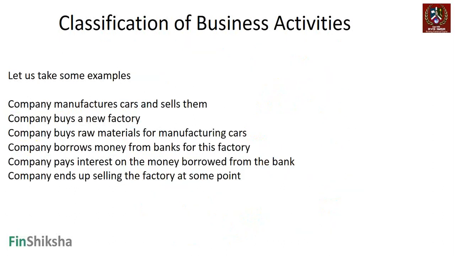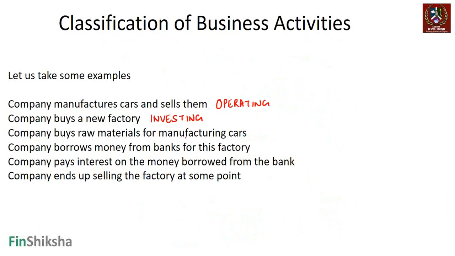Let's take some examples. A company manufactures cars and sells them. Where will this come? Will it be operating, investing, or financing? This is a day-to-day activity for a firm, so this is going to be an operating activity. Company buys a new factory. When you buy a new factory, this is for funding future growth. Future growth would mean investing activity. It's a long-term asset that you're buying.